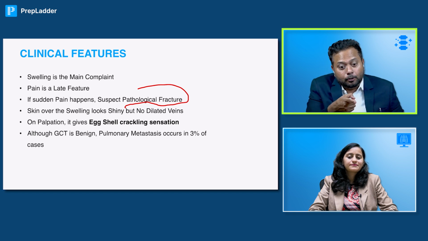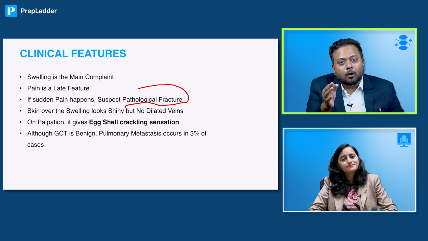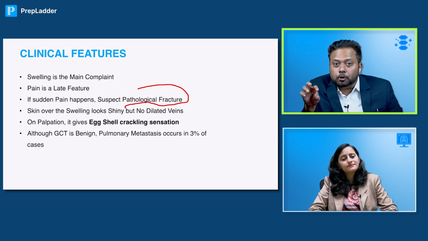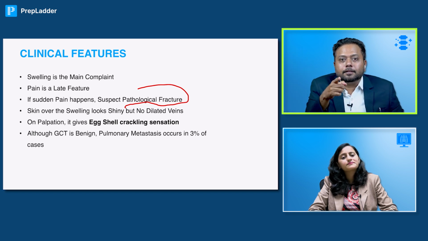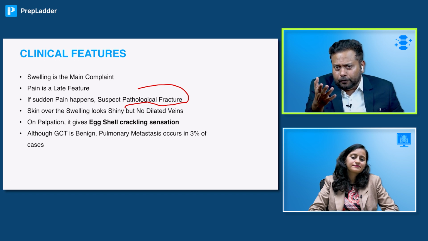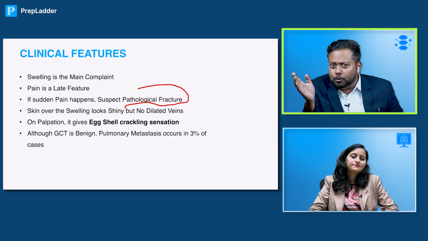Although, as I said, GCT is benign, pulmonary metastasis has been recorded in 3% of cases. One good thing is, when you remove the tumor, the metastasis goes away. This again was an asked question. I'll add an extra pathology point for you: you are removing the primary tumor, and the metastasis is disappearing. Think of GCT, think of renal cell carcinoma, RCC.